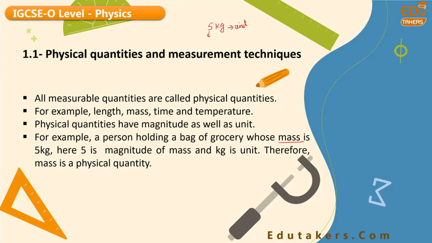Similarly, if I say that there is a car which is moving at 25 meter per second, here 25 is the magnitude while meter per second is the unit. So 25 meter per second is basically the velocity of the car. That's why velocity is a physical quantity. I can simply say that all the quantities that you can measure are physical quantities. For example, time is measured in second. That's why time is a physical quantity. There is also the temperature which can be measured, and there are different units that are used to measure the temperature. That's why temperature is also a physical quantity.